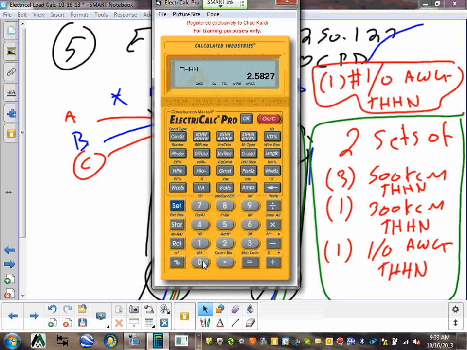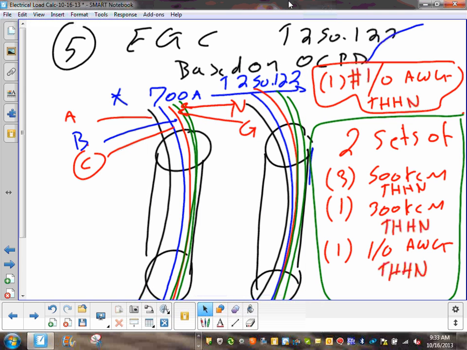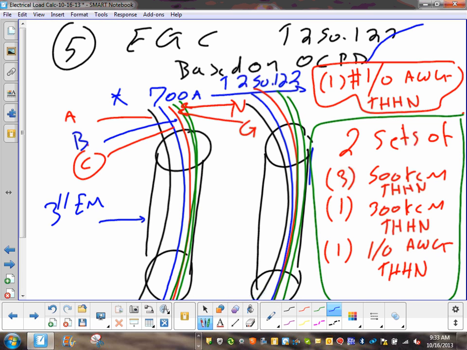The last one is 1 aught. 1 aught, you put 0, guys. Wire size, how many of them do I have? I have only 1. What insulation? THHN. Here's the cross-section area for 1. Here's the total cross-section area. And ladies and gentlemen, you click on this and your conduit size is 3 inch. Everyone can see that? That's my conduit size. So I'm going to use a 3 inch. So this is going to be a 3 inch EMT.